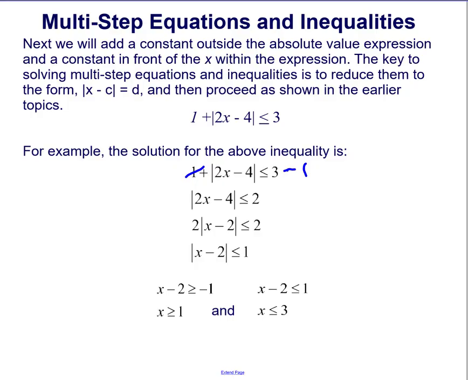Next, I'm going to factor out the 2, and that's going to leave me with 2 times the absolute value of x minus 2 is less than or equal to 2. Dividing both sides by 2, that's going to leave me with the absolute value of x minus 2 is less than or equal to 1. Next, we set up our two cases, and we see that x can be greater than or equal to 1 or less than or equal to 3.